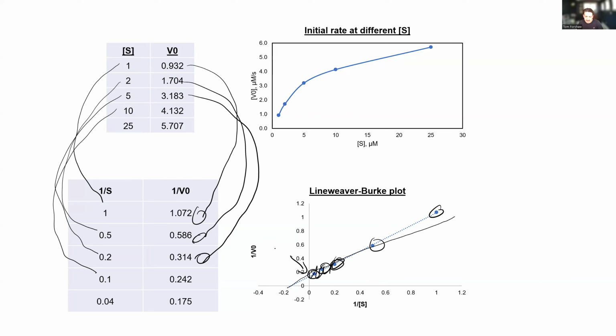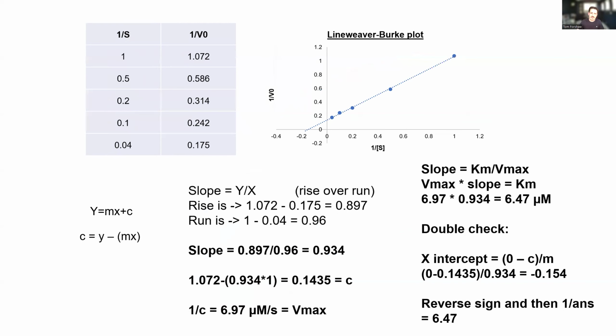Now the straight line, where it intercepts here, that is 1 over Vmax. And where it intercepts here, that is minus 1 over Km. You can also use the slope as well, and that's what we do here. Because it's a straight line graph, it's the straight line equation, we can rearrange to find C or B, whichever one you use.